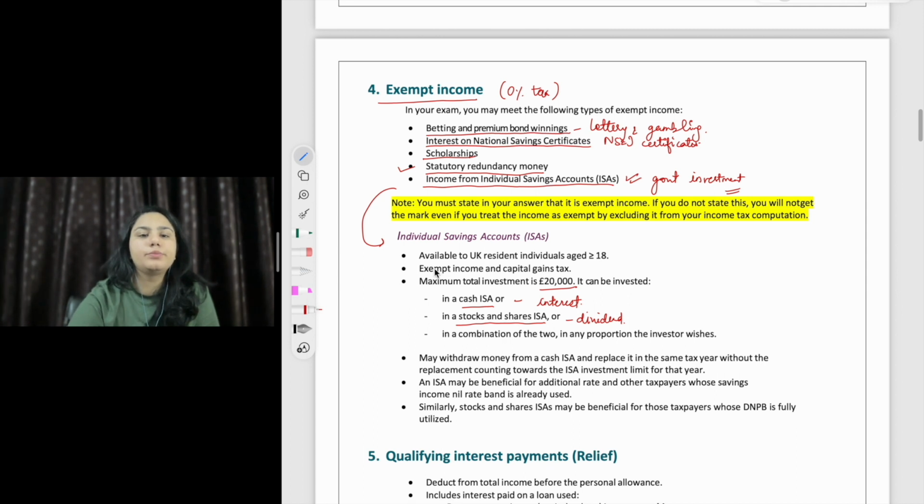Now, if you withdraw your money from stocks and shares ISAs and sell your shares at a gain, that gain is also tax free, but that is related to capital gains tax, and we're going to learn that later.